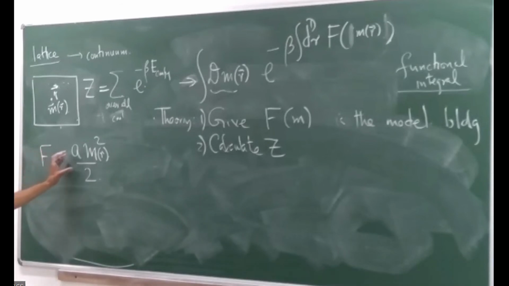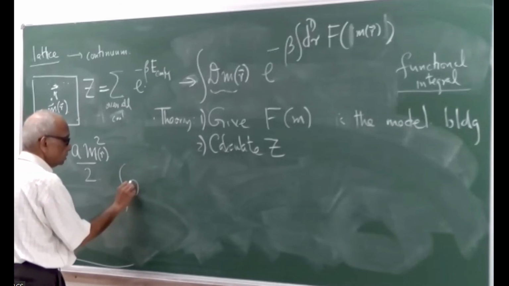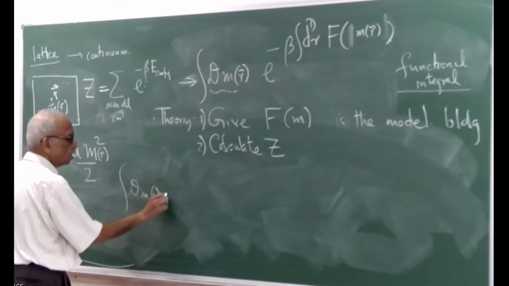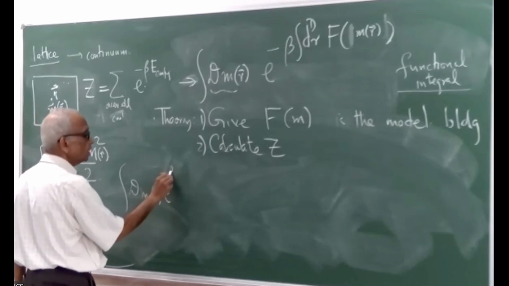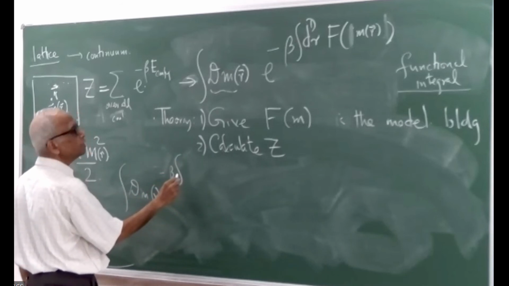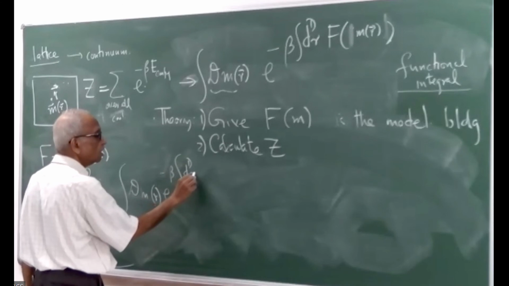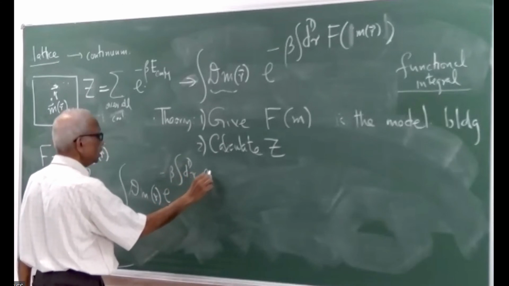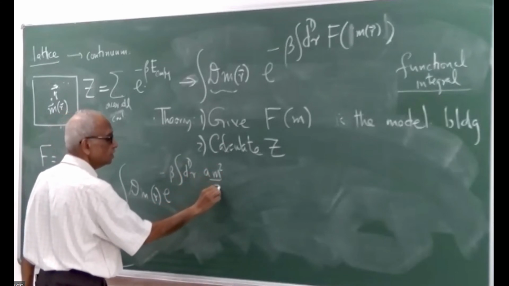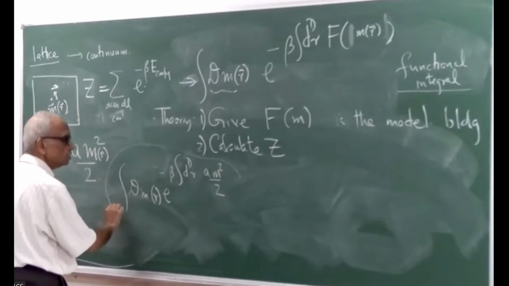So I have to do a m squared. So it is this: the integral Dm(r) e to the power minus beta integral d^d r a m squared divided by 2.